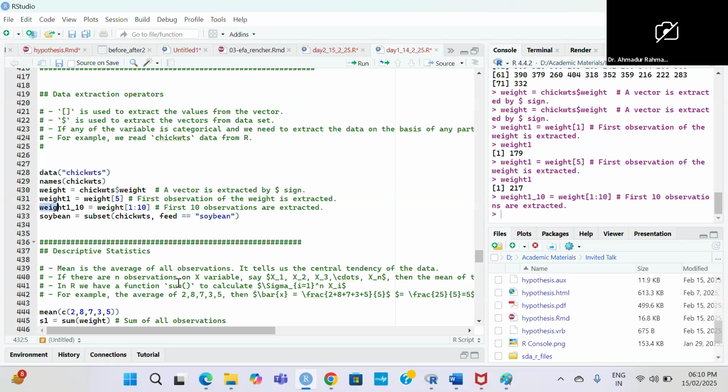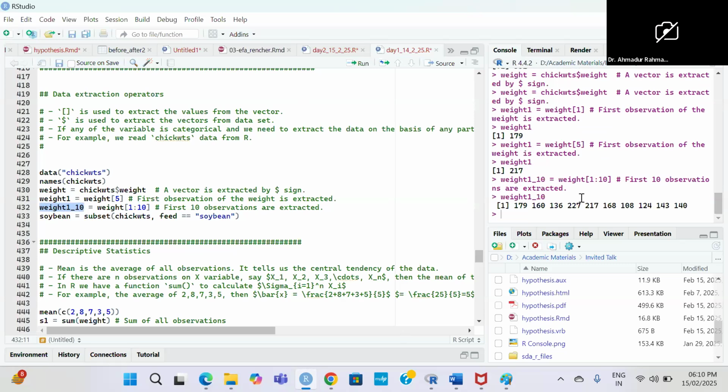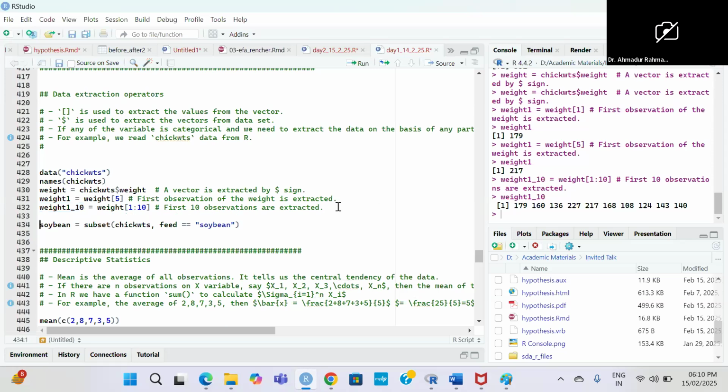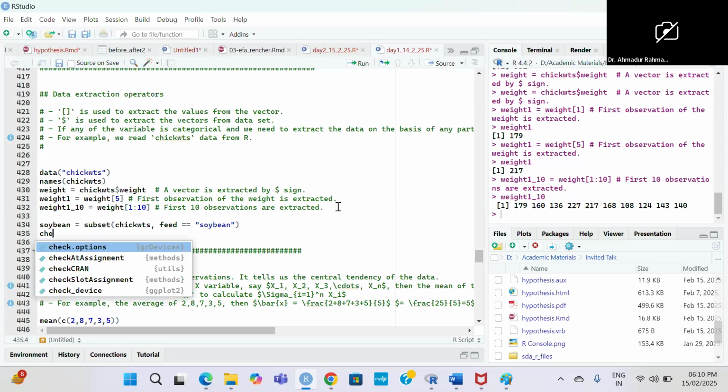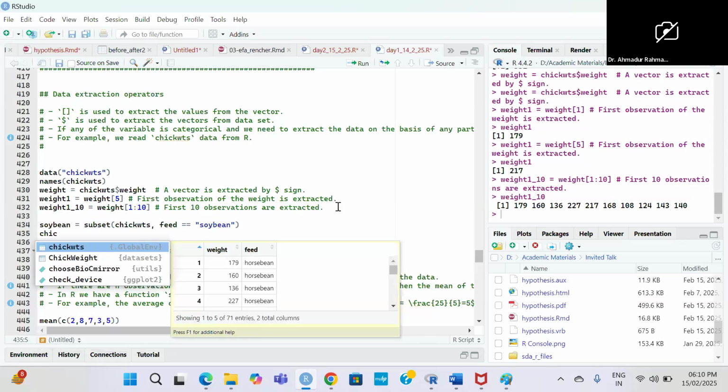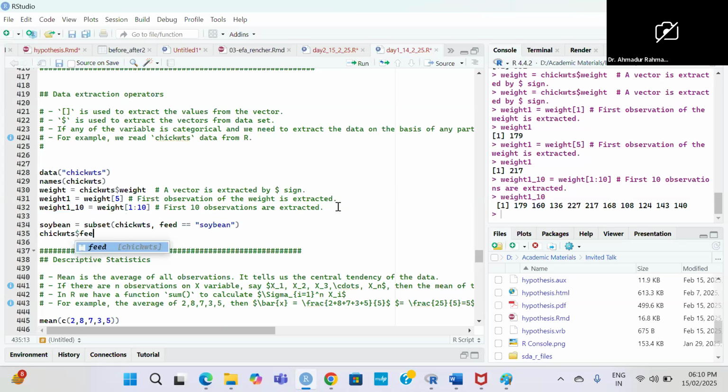This is extracted. Now again print this, and after printing we have seen that the first 10 observations of the weights are printed here. Okay, clear? One more thing, there is a function named subset also available. Why are we using this function? Because we just want to see about the feeds, chickweights dollar feed.